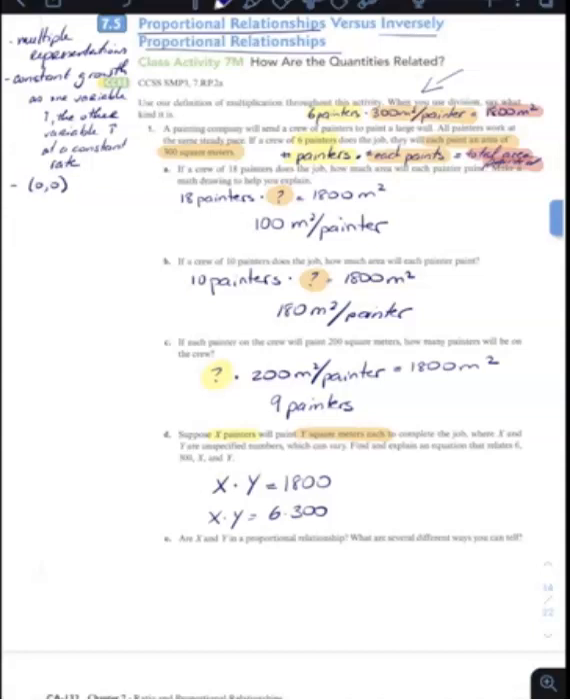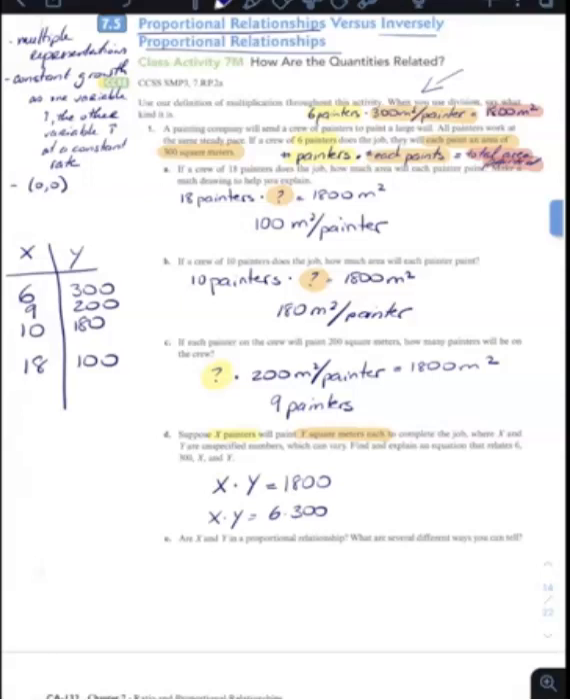Are X and Y proportional relationships? What are several different ways you can tell? Let's take a look at some things that we know already. Constant growth. Is there a constant growth that as one of the variables increases, the other variable increases at a similar rate? X and Y. When X was 6 painters, they each painted 300 square meters. When X was 10 painters, we found that each painted 180. When X was 18 painters, they each painted 100 square meters. When X was 9 painters, they each painted 200 square meters.